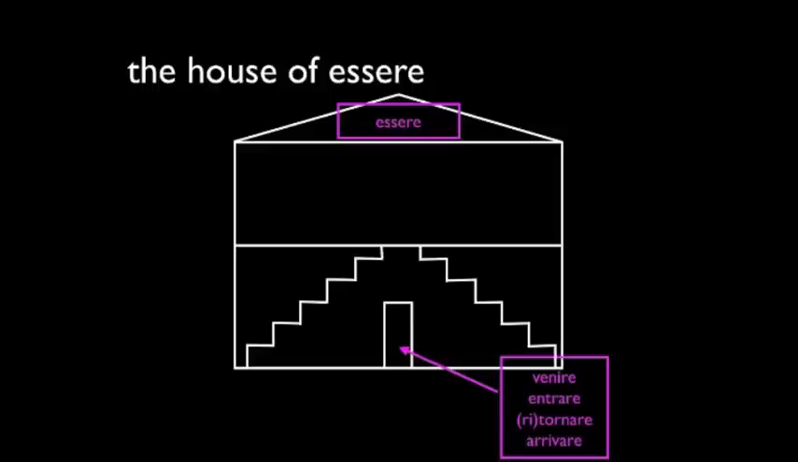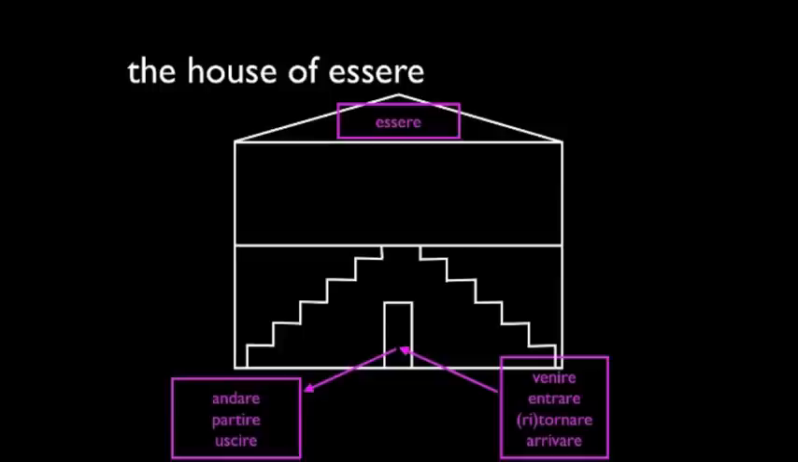All of these imply a motion towards the house. And conversely, there are andare, partire, uscire. Andare, to go, partire, to leave, uscire, to go out. So you sort of picture these verbs coming away from the house, going into the house, etc., and that sort of helps you remember it.